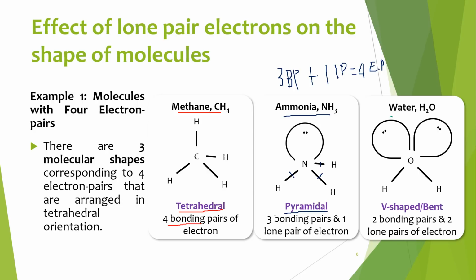Next, when you have water, H2O, the number of pairs that exist in H2O is two bonding pairs, 1 and 2, and two lone pairs. So the total number of electron pairs for H2O is 4. According to the basic geometry, it's supposed to have the shape of tetrahedral, but since water has two lone pairs, it will have the shape of a V shape or bent.